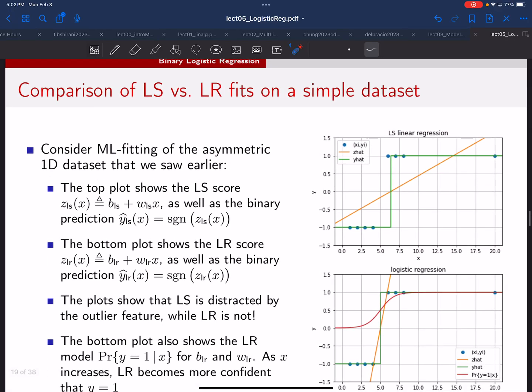So we'll come back to our asymmetric data set from before. This is the one that broke least squares. This is least squares on the top. Remember how this line is skewed to the right, and so when you threshold the score Z to get y hat, your y hats don't even match the training data.